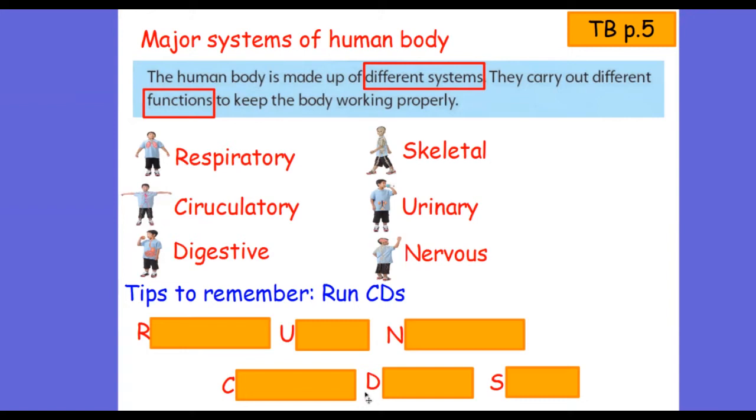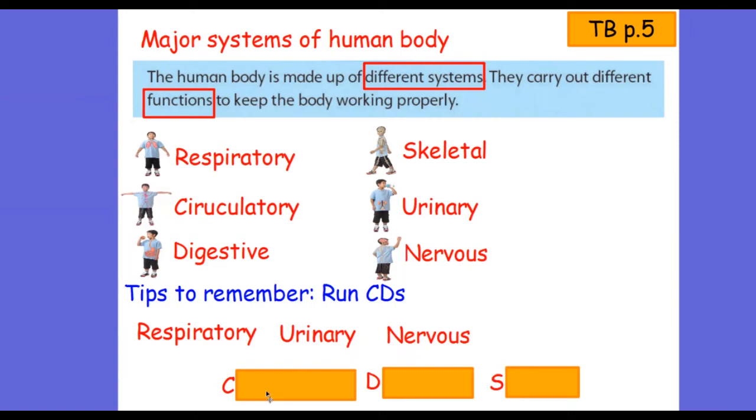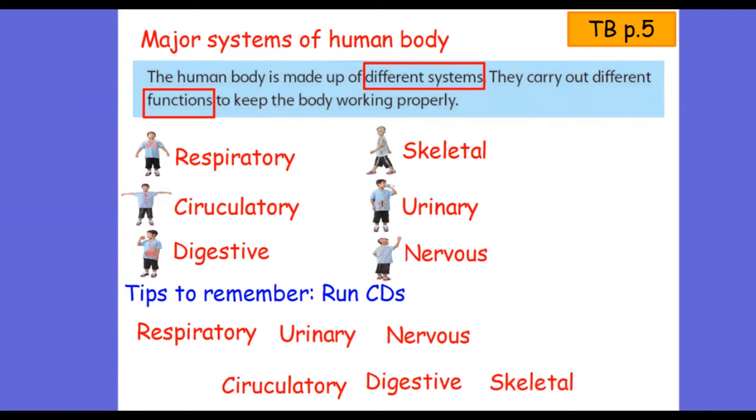There's a simple tip for you to remember. We have the tip of RUN CDS. R stands for respiratory, U stands for urinary, N stands for nervous, C stands for circulatory, D stands for digestive, and last but not least we have S as skeletal. So next time, if you can't remember the 6 body systems in the human body, you can try to remember RUN CDS. You can also jot it down in your book or in your textbook to help yourself remember the body systems.